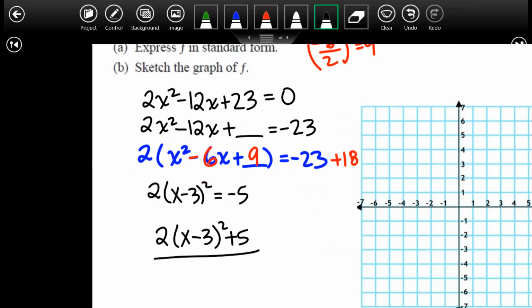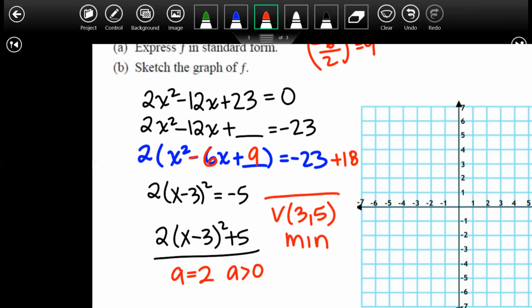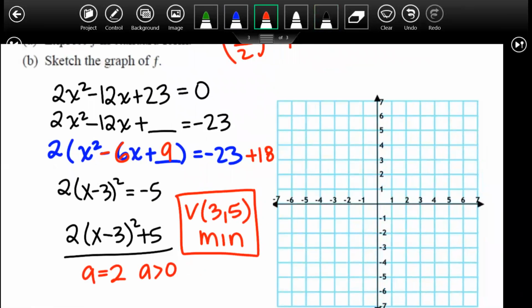Can someone tell me the vertex of this? Positive 3, 5. What is my A value? 2. Since A is 2, do we have a minimum or maximum? A is greater than 0, so we have a minimum. So I'm going to look for these two on tomorrow's quiz. Hint, hint. So we have a minimum at 3, 5. So let's graph this. Our vertex point is going to go over 3, up 5.